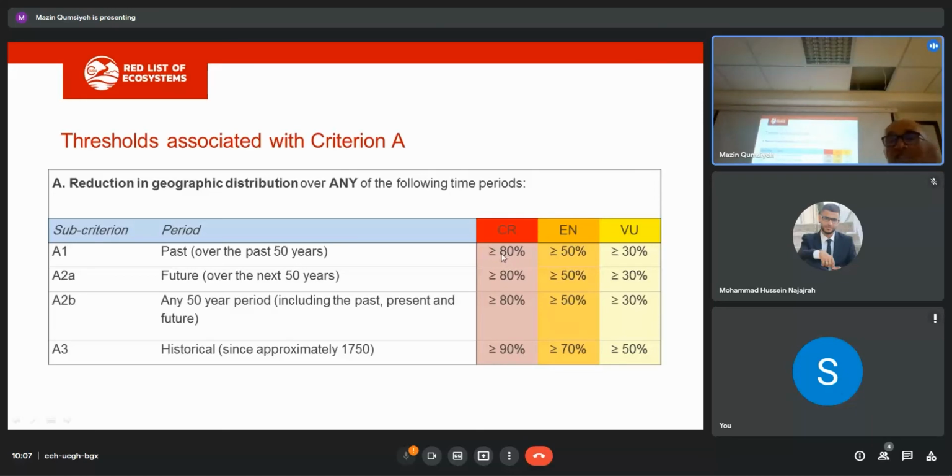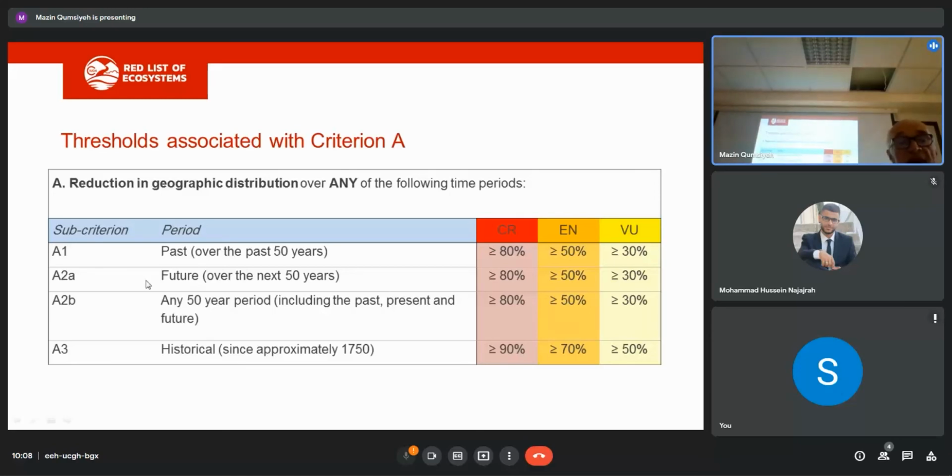For critically endangered, if more than 80% of the surface of this ecosystem has disappeared during the past 50 years, it qualifies for critically endangered. If it is between 80% and 50%, it is endangered. And if it is between 50% and 30%, it is vulnerable, okay? Depends on the importance of the reduction.